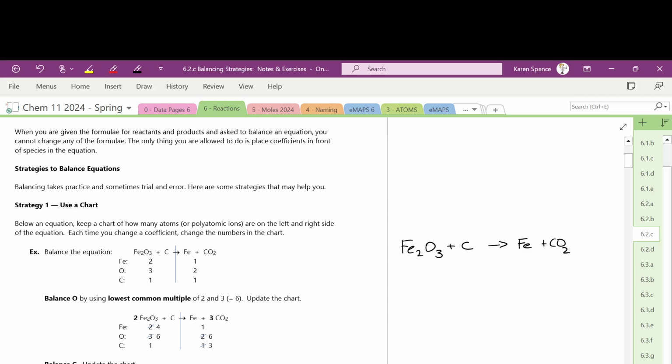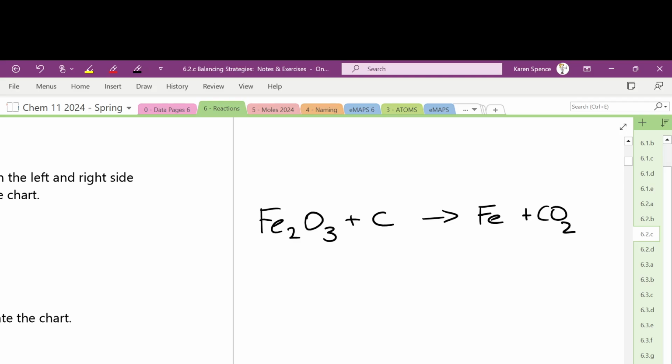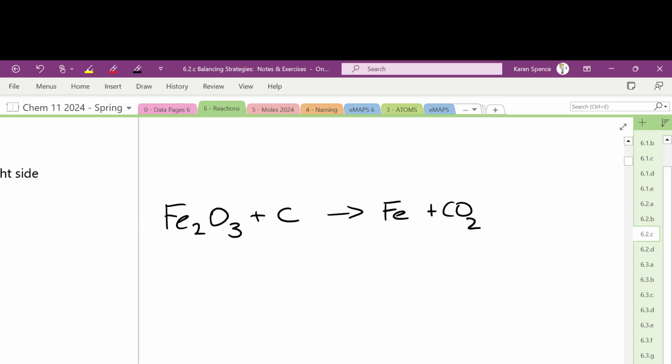So strategy number 1 is to use a chart. We started doing this last day, and what I mean by using a chart, and you can follow along or write it along with me if you prefer. You get yourself some paper, but every step is shown for you on the page. What you would do is you would say, I have iron and oxygen and carbon. Those are my 3 elements. And on the right-hand side, I have iron and oxygen and carbon. And you write down how many you have of each.